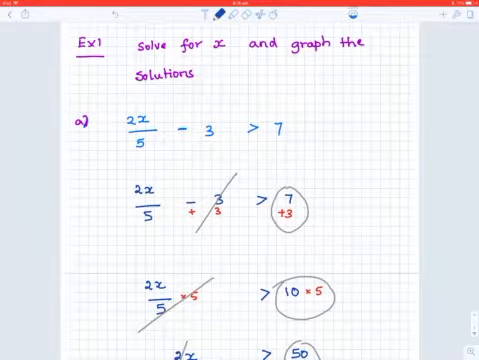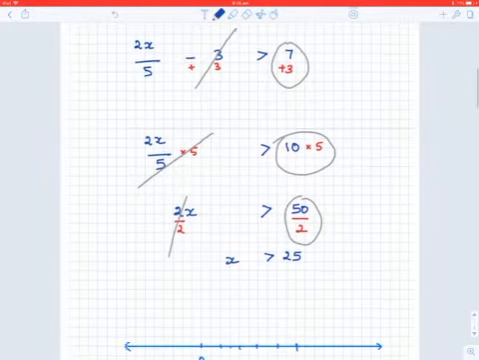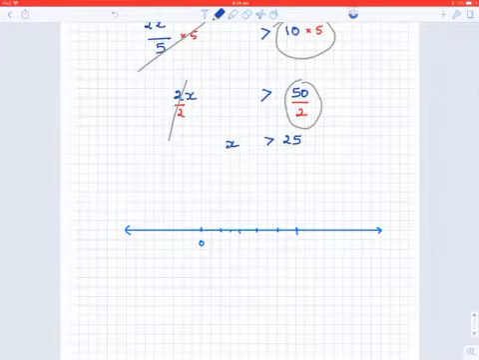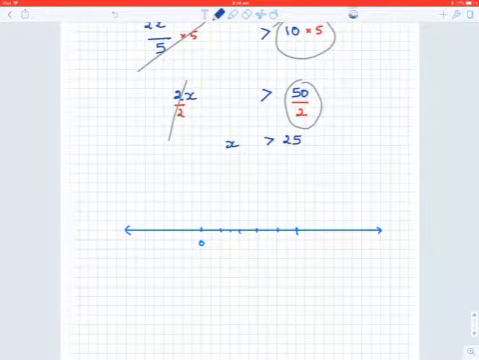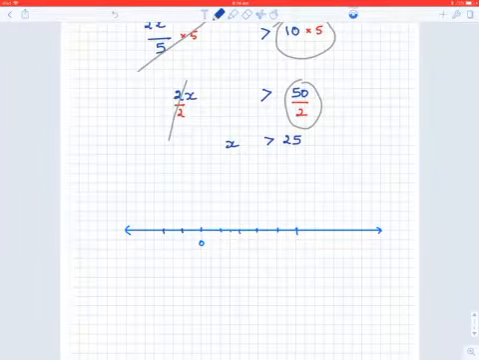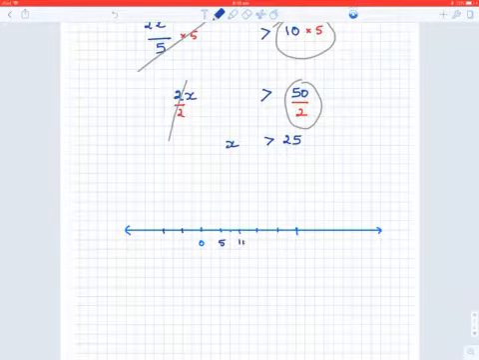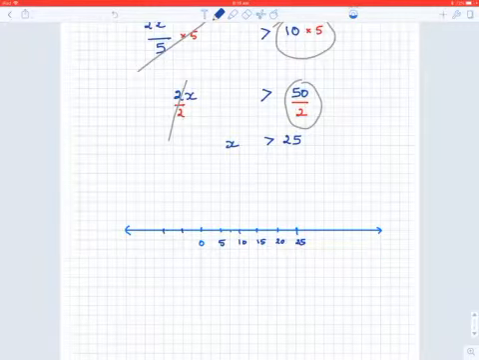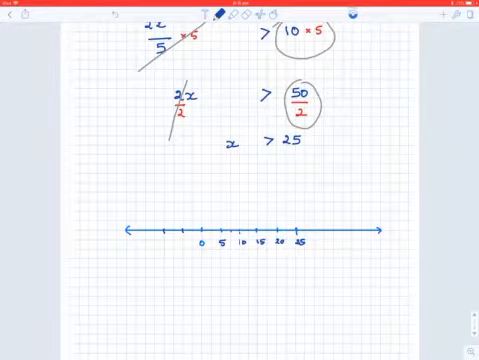Now, the question says solve for x and graph the solutions. We have to graph the solutions on the number line. So this is the number line. I need zeros and negatives and so on. Because it's x more than 25, I don't want to go 1, 2, 3. I'll go in multiples of 5. You don't need to go this far. You can straight away write 25 as a number on the right side.